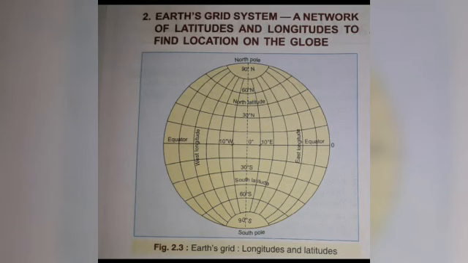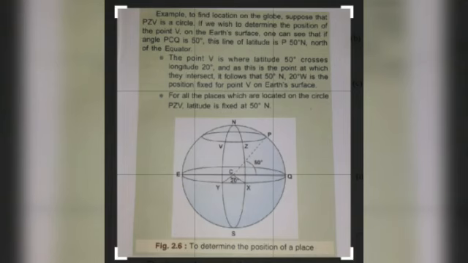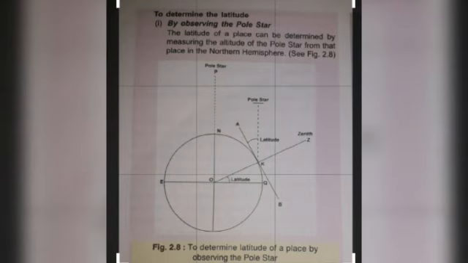I am now attaching clippings of the various diagrams in the book. Diagrams are important, no doubt, but the explanation is not so required. The first one shown here is of the Earth's grid. This one shows the various latitudes and their angular distance measured from the equator to the 90 degree pole, so 30 degree and 60 degree are drawn there. This one is to determine the position of a place which is given as 50 degree, so any place name on the globe has to be located.